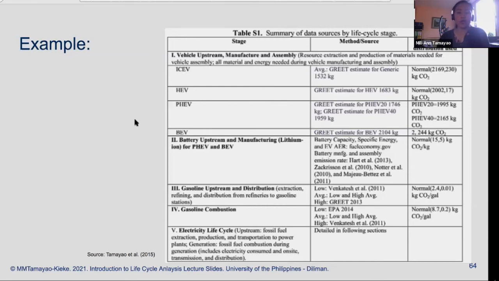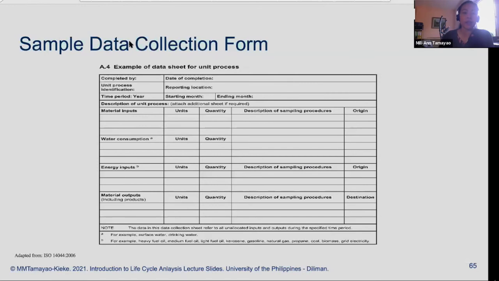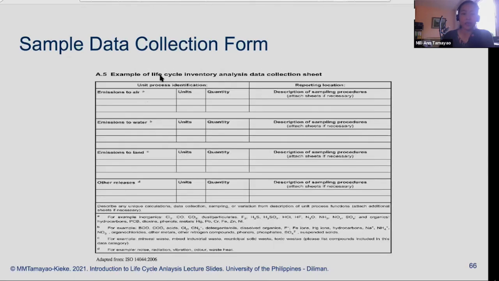So I would like to see something like this for your project. Of course, as I mentioned earlier, before you even start collecting data, you should have your data collection sheet with you. This is from ISO 14044: an example of data sheet for unit processes, an example of life cycle inventory analysis data collection sheet, etc. You have here the different emissions, units, quantity, and then the description of the sampling procedures used.